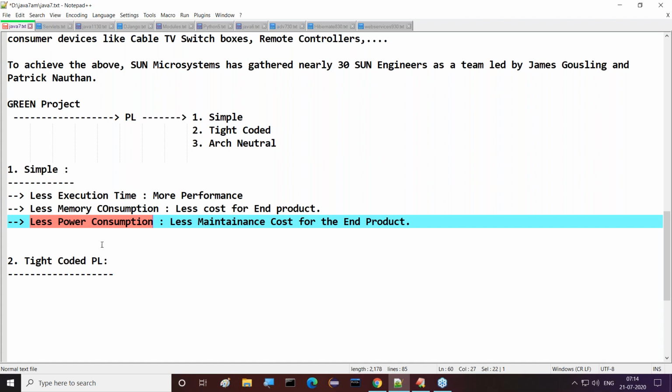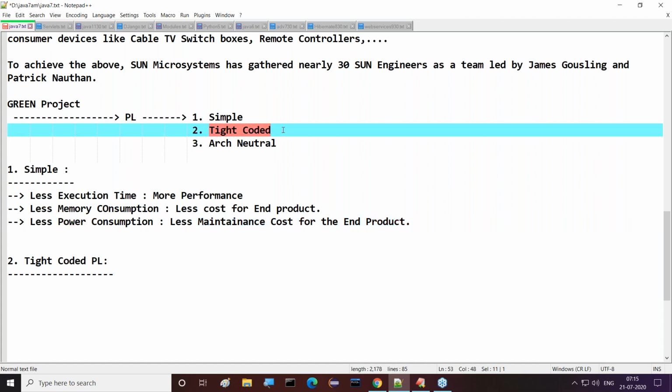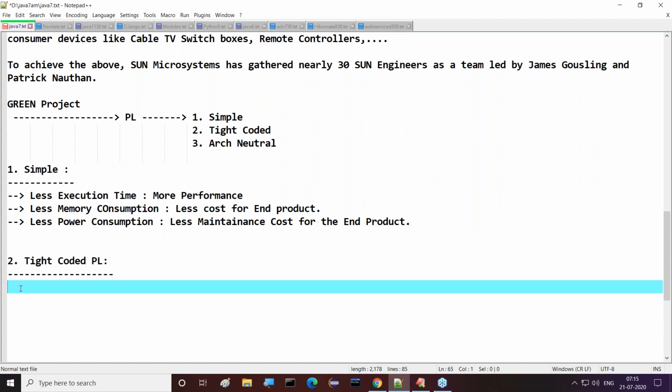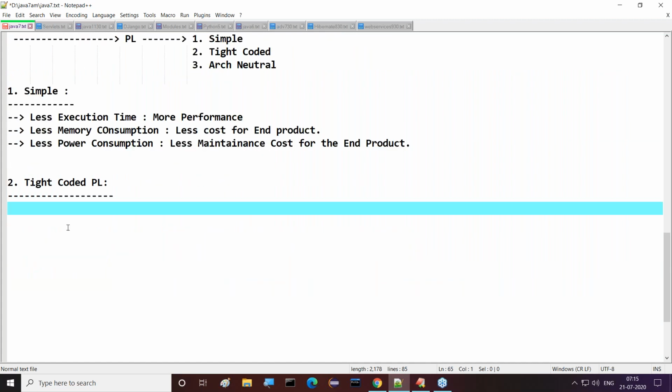Then what was the second feature that Sun Microsystems has given? Tight coded programming language. What is the meaning of tight coded programming language, guys? Good. All of you listen carefully. What is the meaning of this tight coded programming language? Observe carefully.